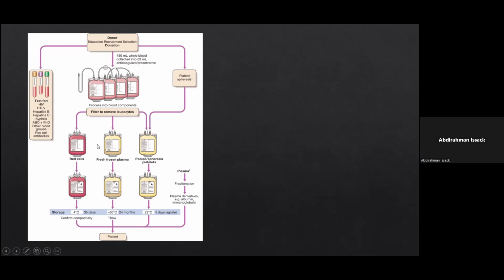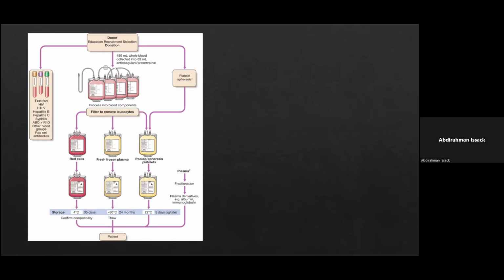Can anyone list for us the various components we can get from blood? We have packed red cells, fresh frozen plasma, cryoprecipitates, and the others. I just wanted to show here how we can obtain them. I'm not sure they are very much testable in terms of spots, the procedures as well.